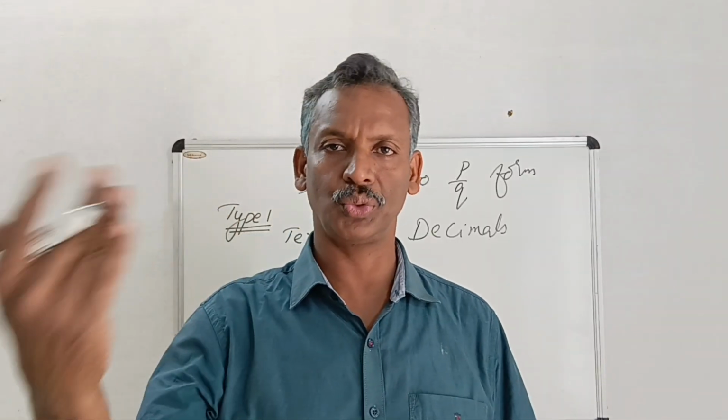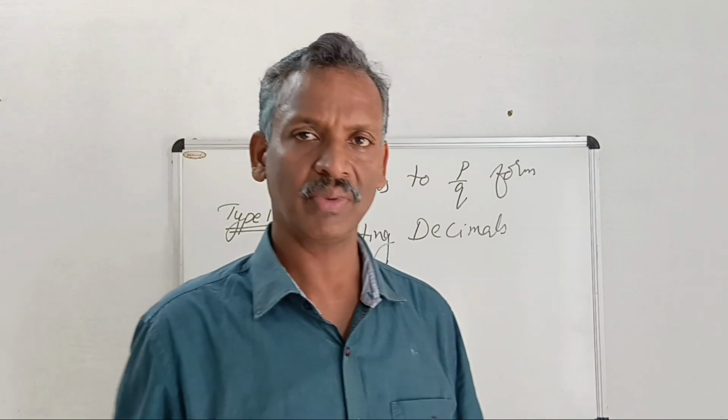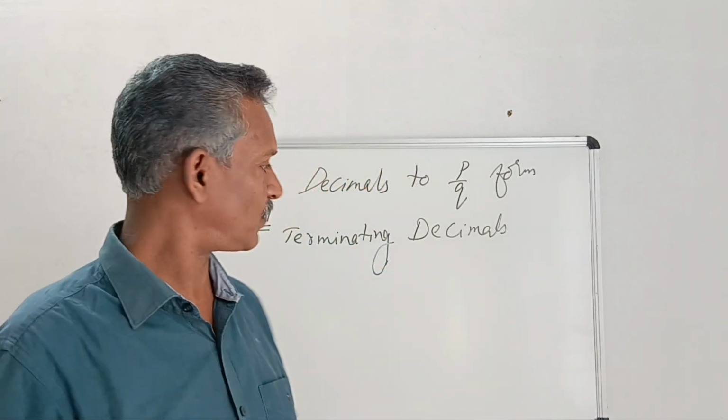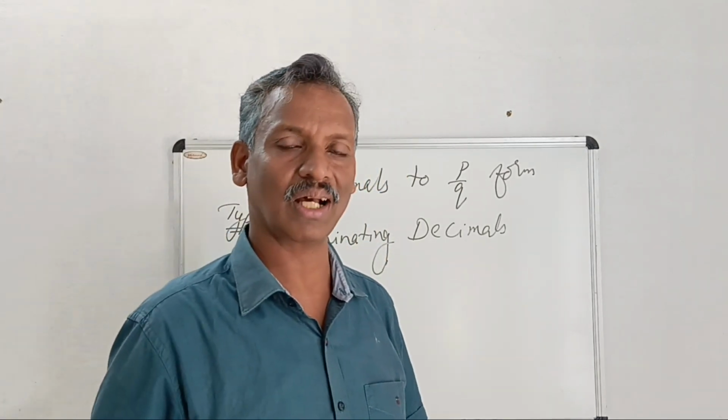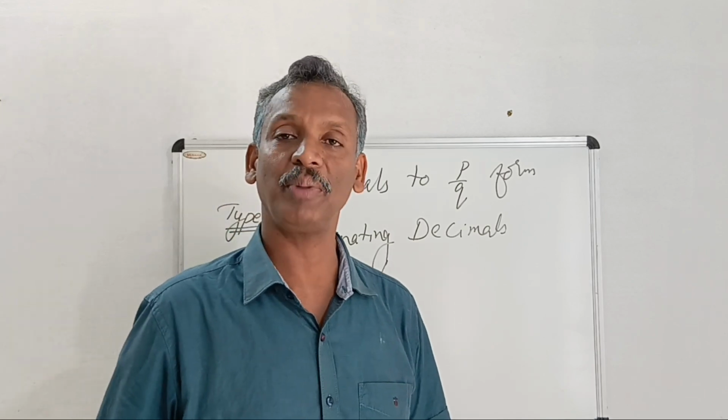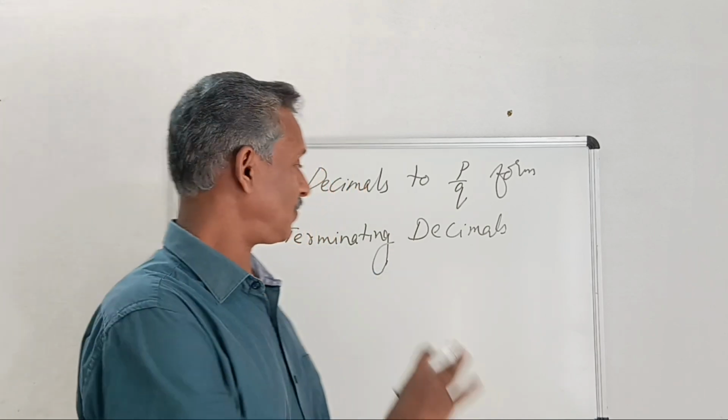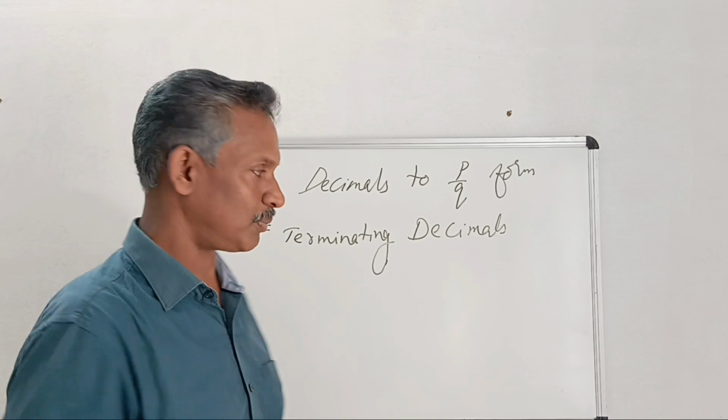Today we are going to discuss how to convert decimals to p by q form, or fraction form. There are two types of decimals. One is terminating decimals, the other is non-terminating repeating decimals. Okay, first we will discuss terminating decimals.